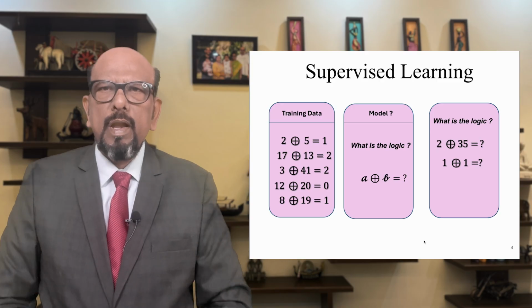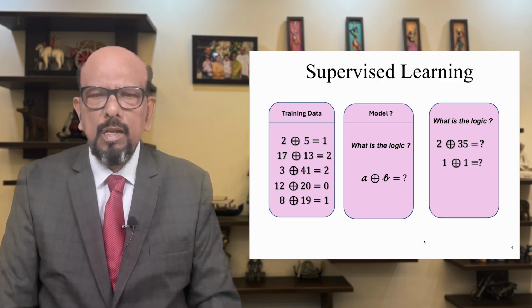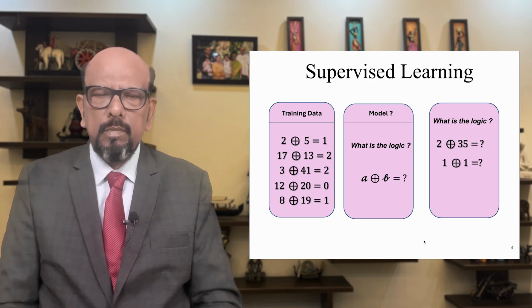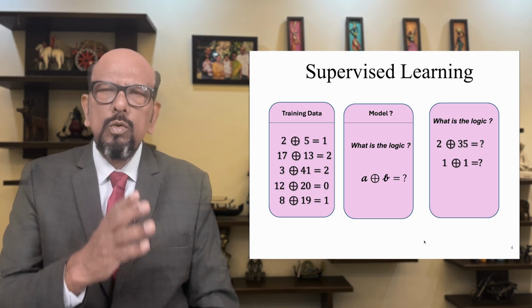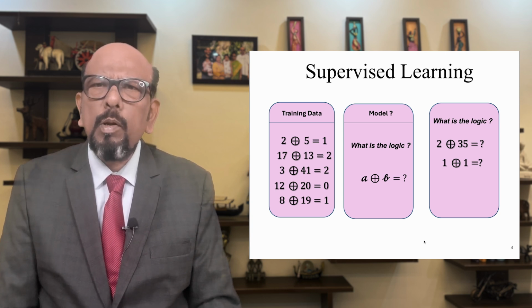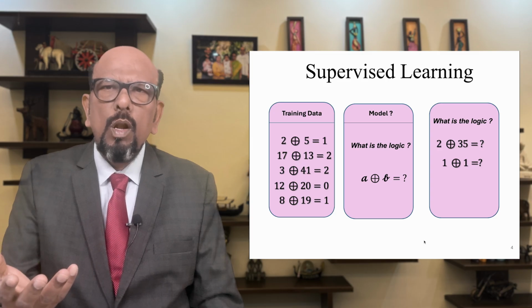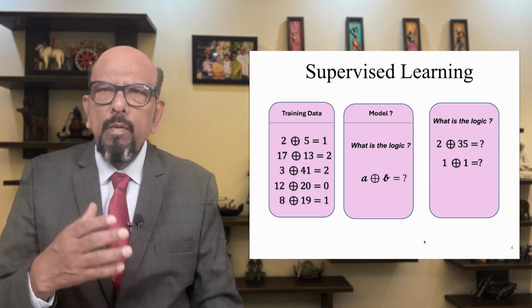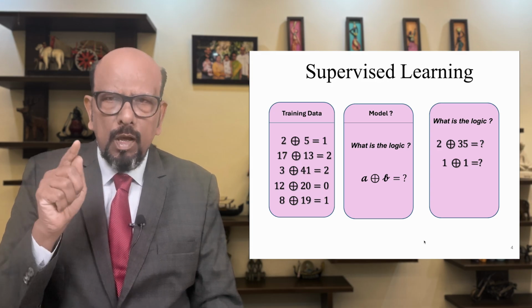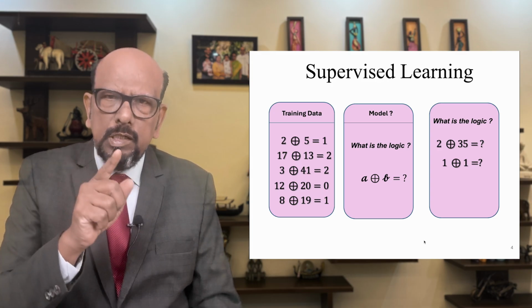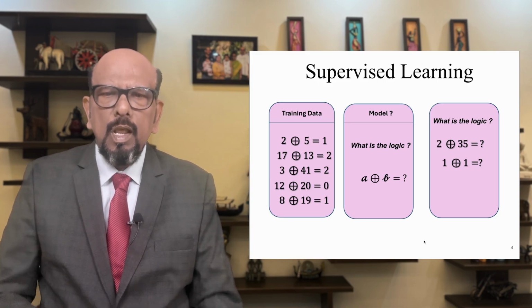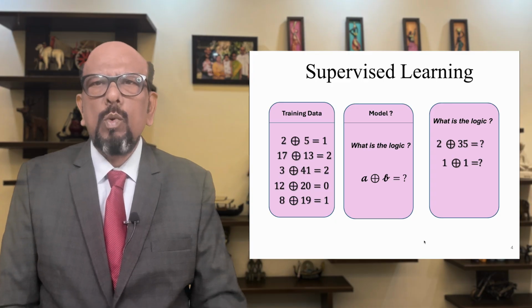In order to demonstrate what supervised learning is, let us look at the data. For example, there is a training data given. Look at the left side: 2 circle plus 5 equals 1. What is a circle plus? We don't know. We have not been told what a circle plus is, or how to diagnose. But we are told that if the first reading is 2 and the second reading is 5, then the label, the result, is 1.